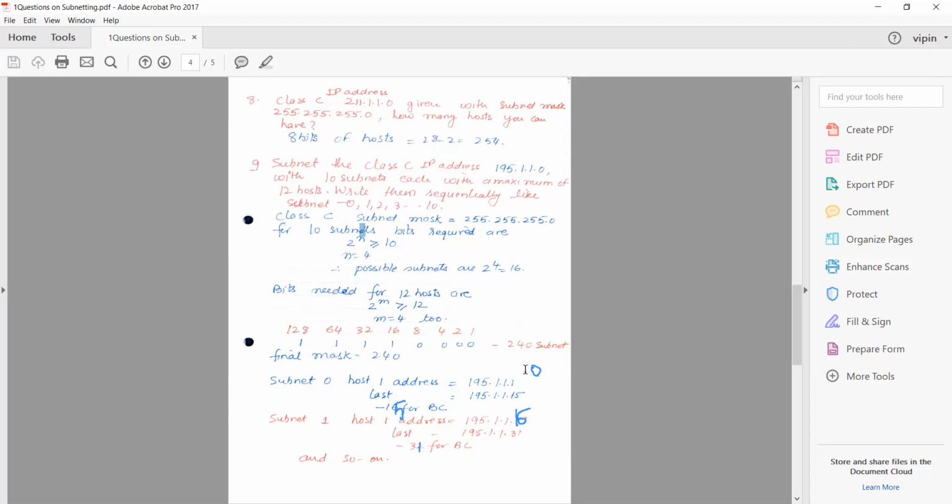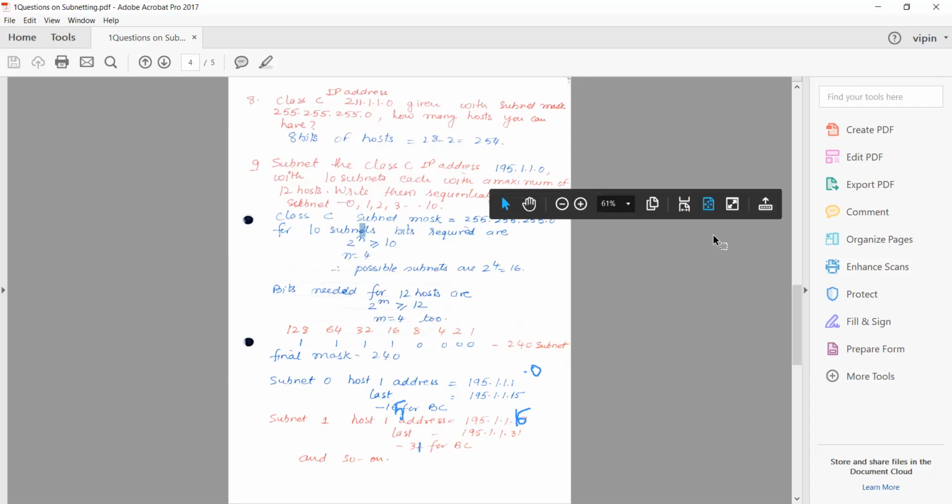Okay. And now for subnet 0, the host 1 address will be 195.1.1.0. The 0 will also be there, but that 0 will be used as a subnet, or let's say network ID. And 15 is also here, but 15 will be used for BC, meaning broadcasting. Then for subnet 1, the host 1 address will be 195.1.1.16, but this 16 will be used for network. And the last one will be .31, which will be used for broadcasting, and so on.